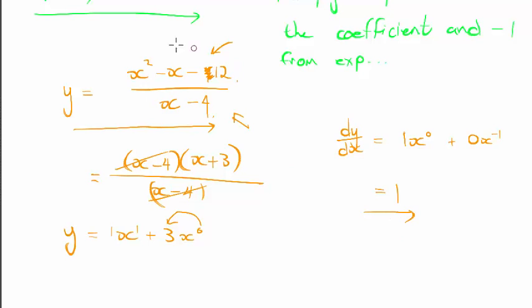What does it tell you? If I draw this graph, what type of graph is this?